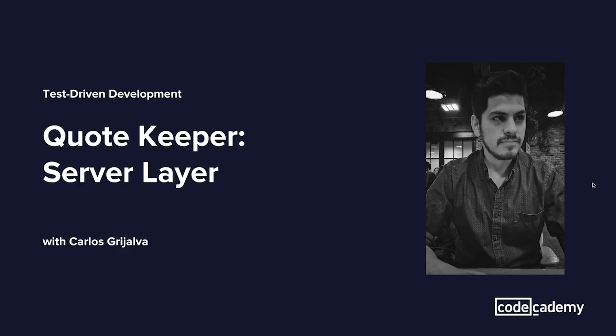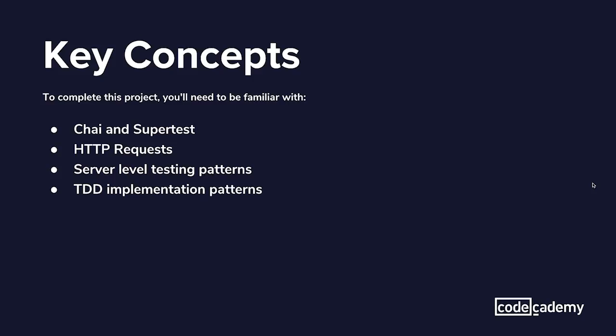And today we're going to work on a project called the Quote Keeper, the server layer testing. And this is from the test-driven development course. Now, in order to complete this project, you should be familiar with Chai and Supertest libraries. We're going to be using a lot of assertions and using Supertest to run testing requests, HTTP requests.